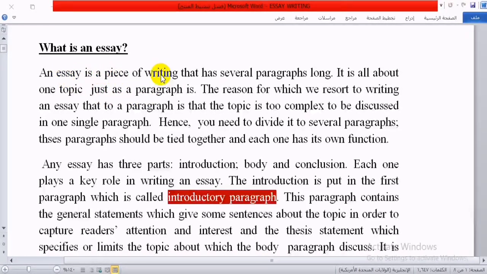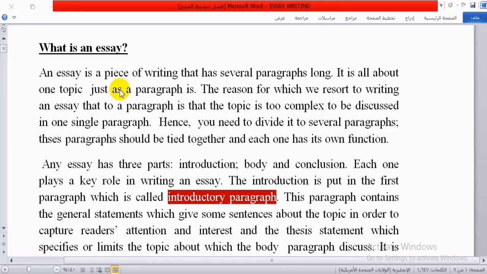Indeed, an essay is a piece of writing that is several paragraphs long, okay? And these paragraphs are all about one topic in order to have unity. Since a paragraph talks about a specific topic, so does an essay.